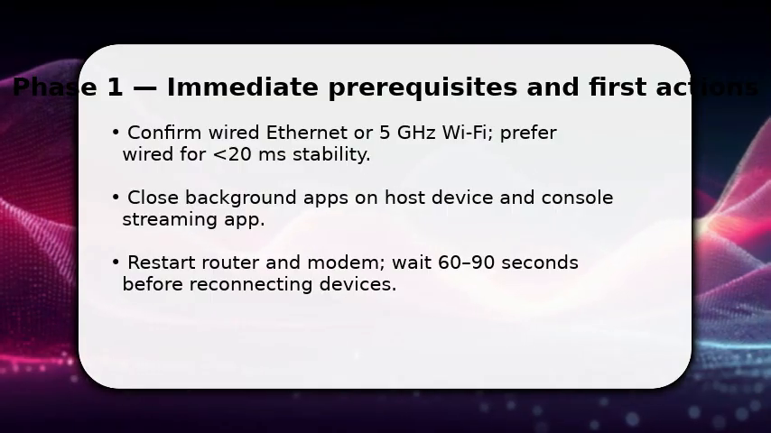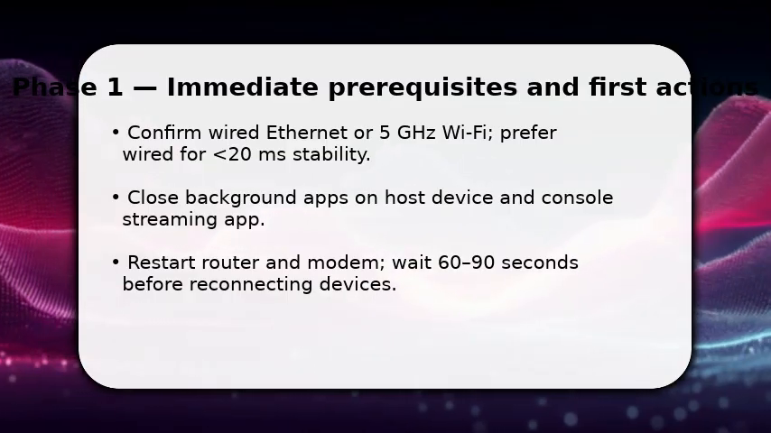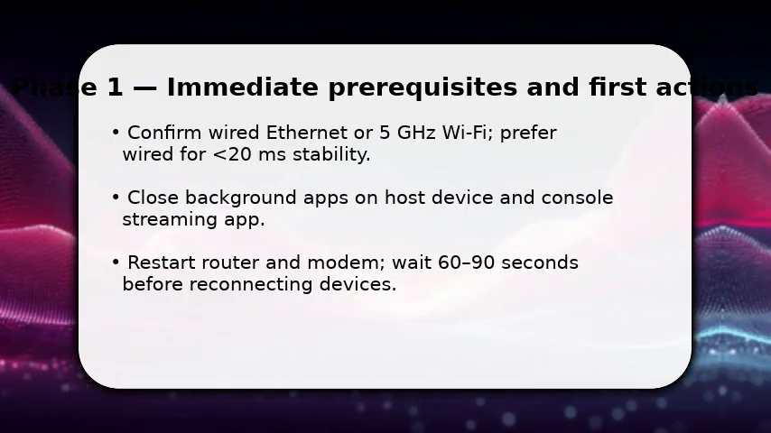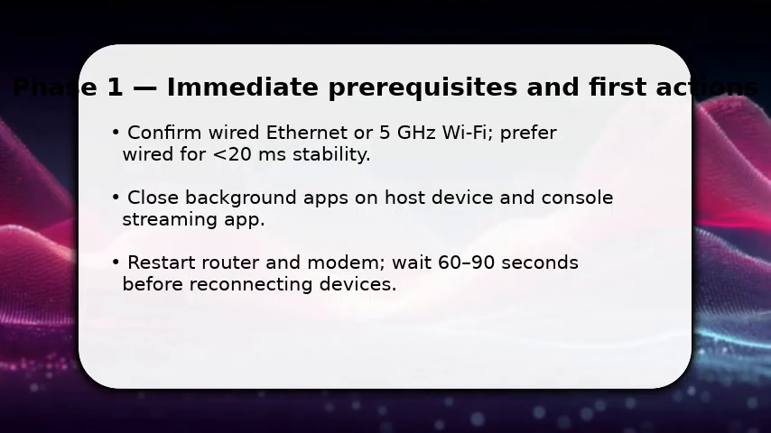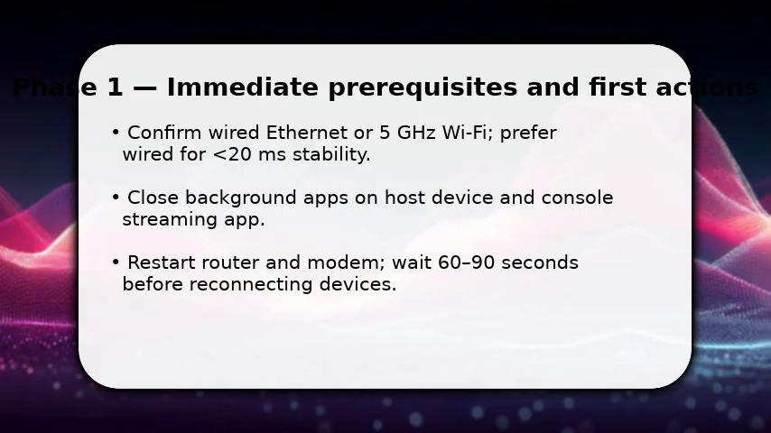You start by verifying prerequisites and taking immediate, high-impact steps. Make sure you are on wired Ethernet or a clear 5 GHz band, because lower latency matters. Once done, close any background apps on the PC or phone hosting the stream to free bandwidth.